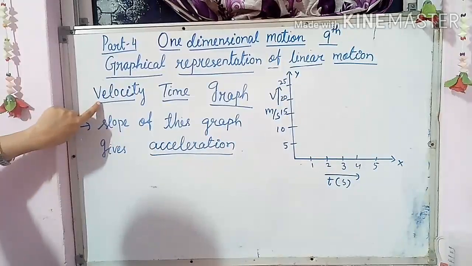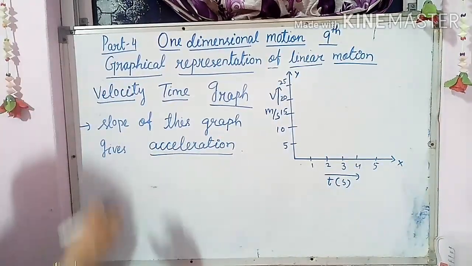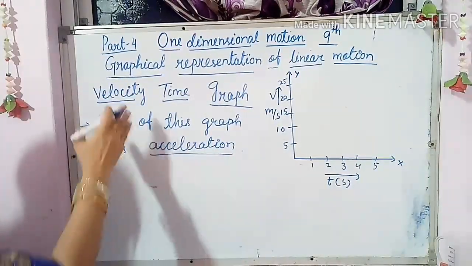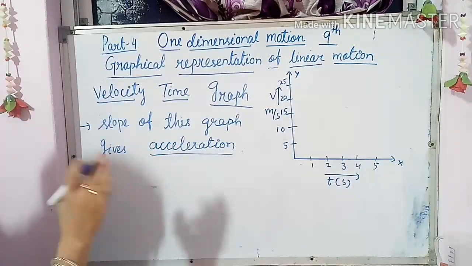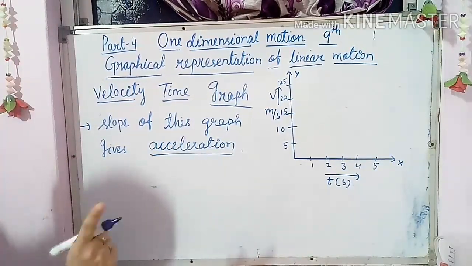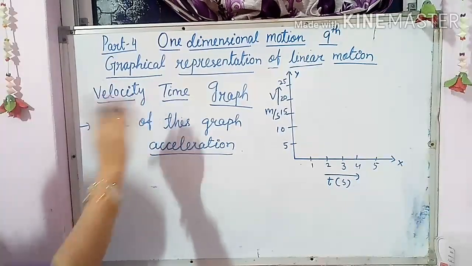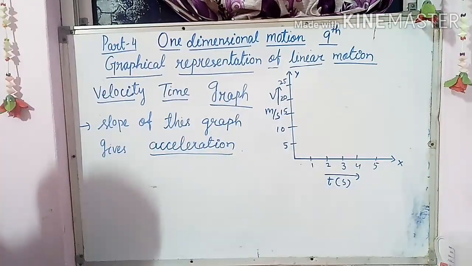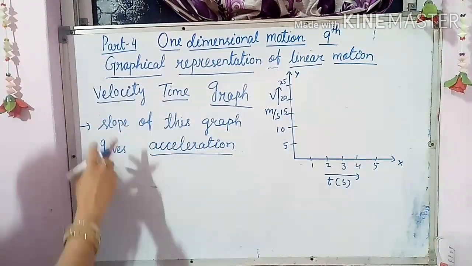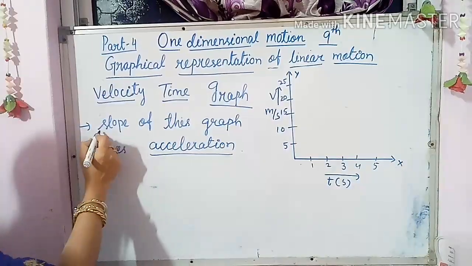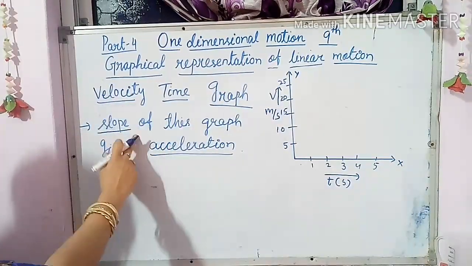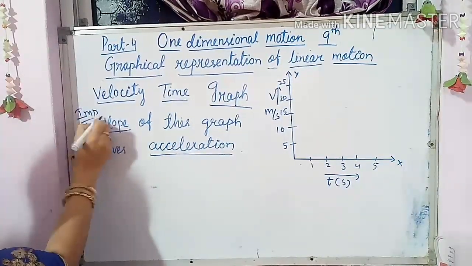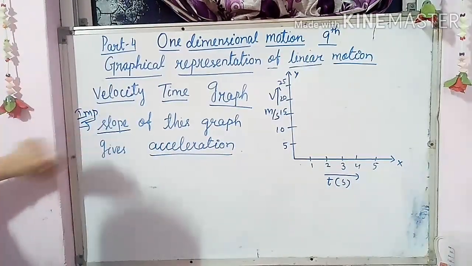Now children, the next type of graph is your velocity time graph. You have to remember, velocity time means which physical quantity is associated with velocity and time. That I have already discussed in the previous videos, that is acceleration. Acceleration is equal to velocity by time. That's why the geometrical representation of acceleration is your velocity time graph. As I have told, the slope of the velocity time graph represents your acceleration. It is also a very important question from the exam point of view. You have to remember that one. A one mark question will come.